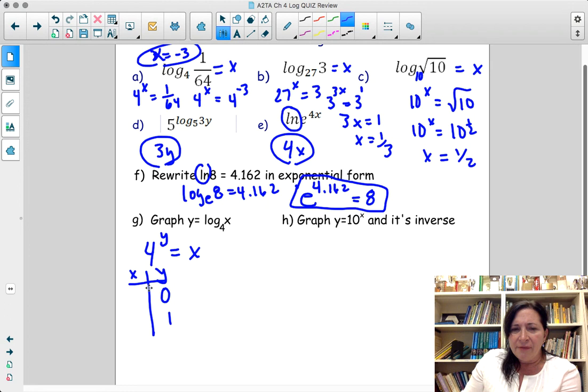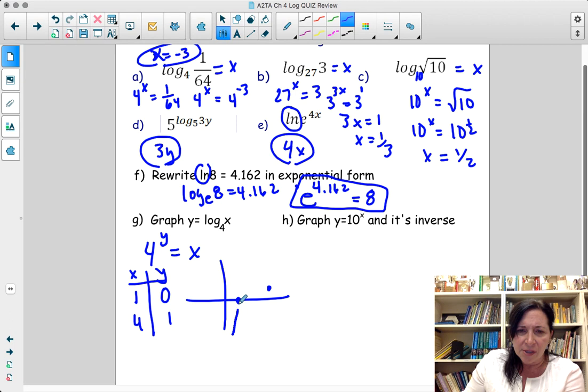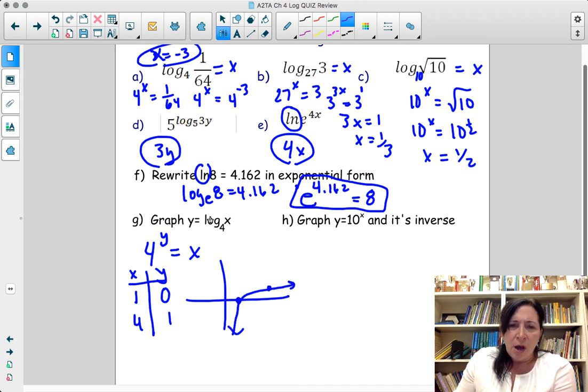And so what I have is y here to the 0, so 4 to the 0 power, that's 1, and 4 to the 1 power is 4. So when I actually graph this, I have the point 1, 0, and I have the point 4, 1. So my log equation now has done this. Okay, so that's just log base 4 of x.